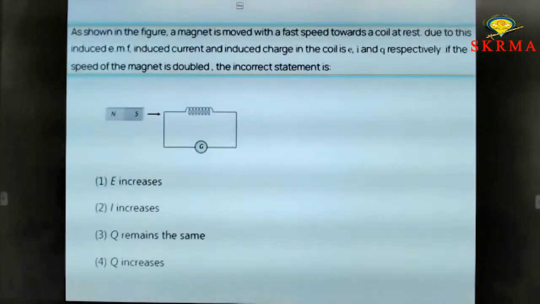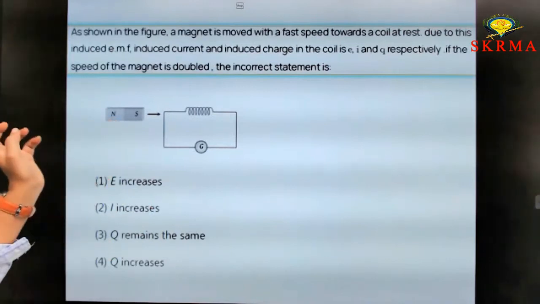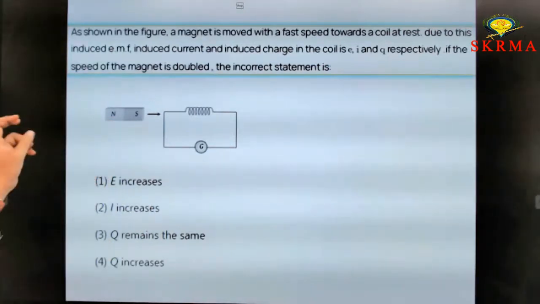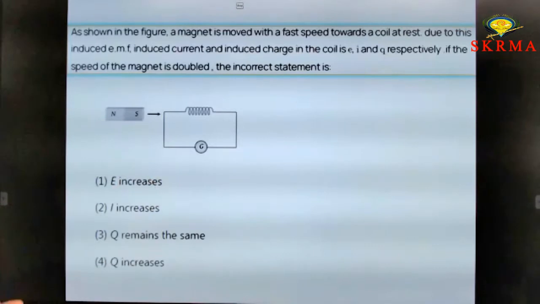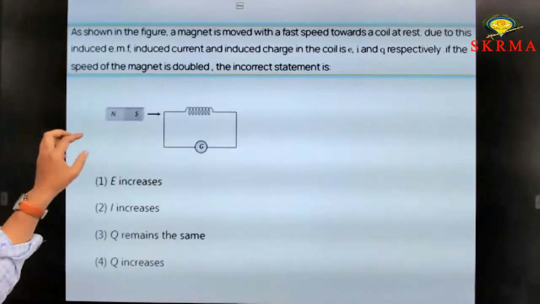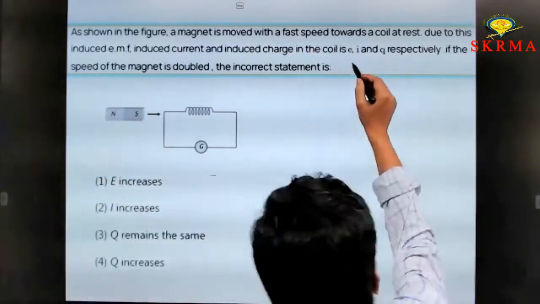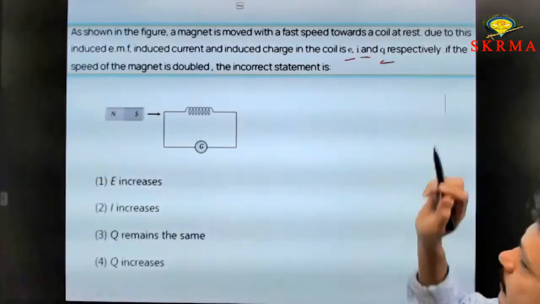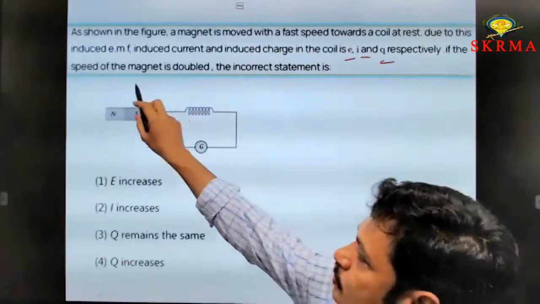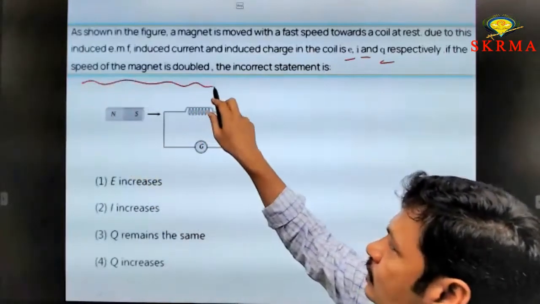The next one is also an NCERT question, direct NCERT. As shown in the figure, the magnet is moved with a fast speed towards the coil at rest. Due to this, an induced EMF is inducing the current. Here they are asking about E, I, and Q respectively, if the speed of the magnet is doubled.